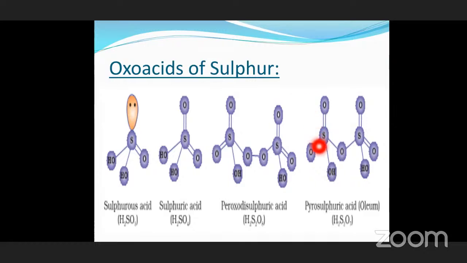In the structure, how many sulfurs are given here? Two. How many oxygens? Seven: 1, 2, 3, 4, 5, 6, 7. In the peroxo acid, in between the two sulfurs there are two oxygens, which indicates the peroxy bond. Here there are no two oxygens in between, which is why it is called pyro. Okay, so this is about the structures of the oxo acids of sulfur, right?